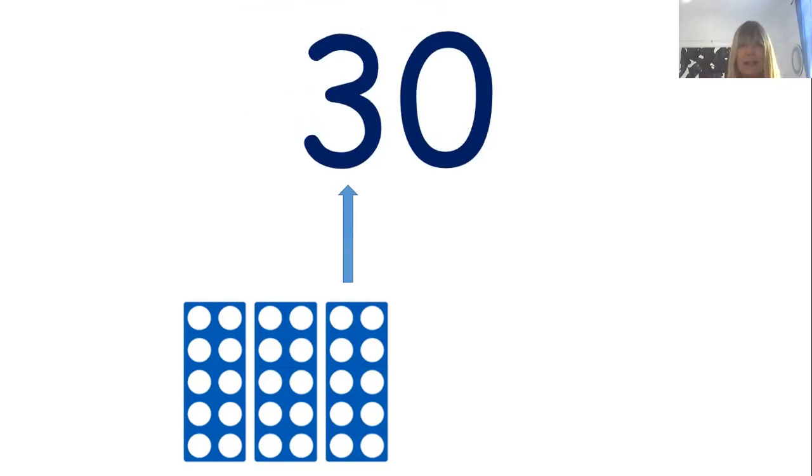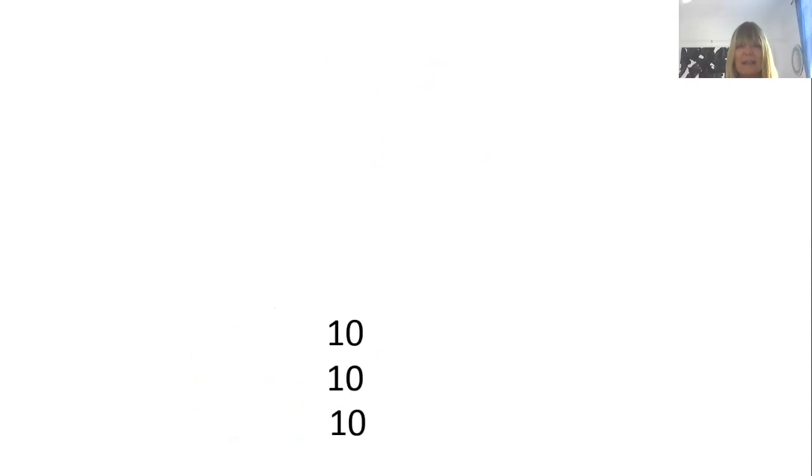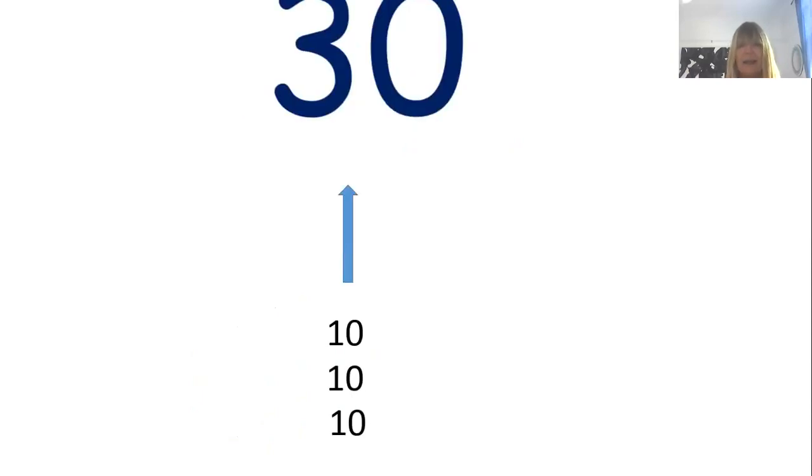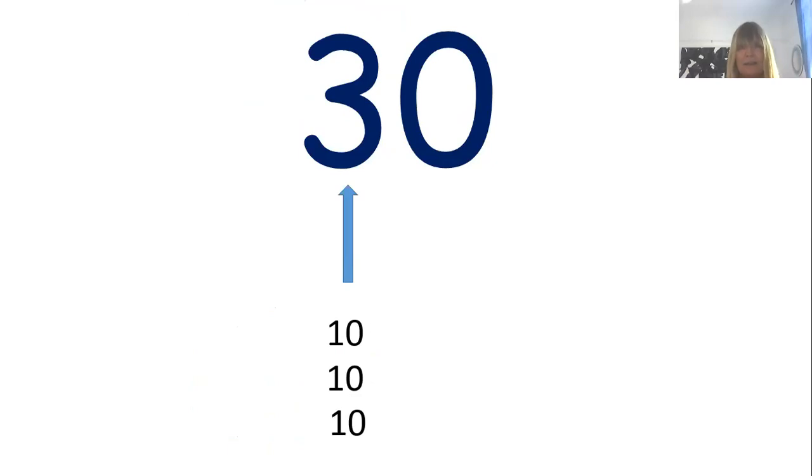If you think you would write a 3 and a 0, you're absolutely right. Remember, the 3 stands for the fact that we've got three 10s. The 0 means there are no ones, no extras. And this numeral and this number is called 30. Well done if you knew that. I'm just going to show you again with the 10s. There are the three 10s, and they count for the 3 and the 0 that you can see on the screen. No ones.